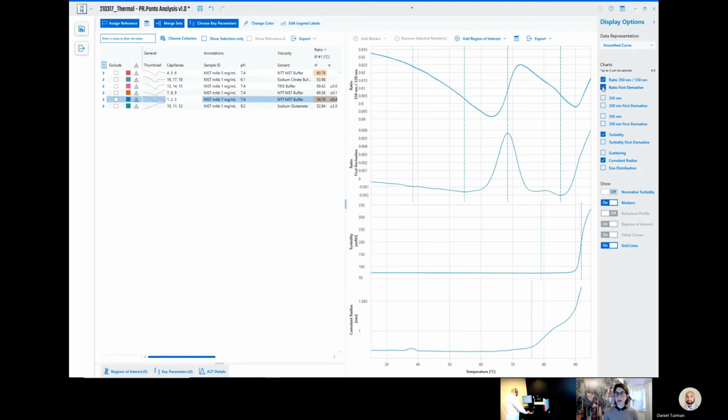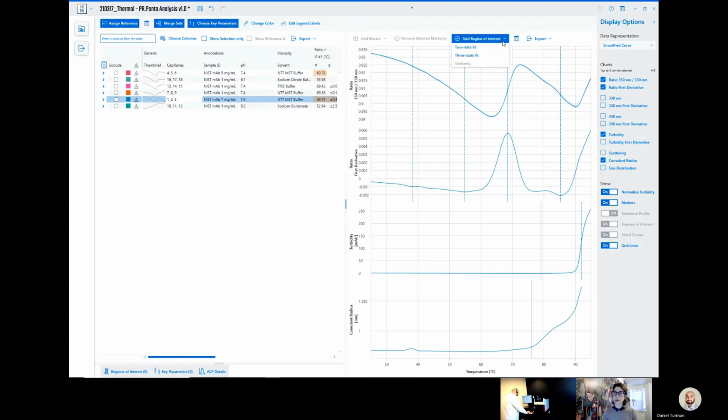Let's look at the first derivative of the ratio. I like to normalize the turbidity. It's important if you're comparing between multiple measurements. And then the cumulant radius here is going to give us some great data. So you see these hash marks. Those are measured inflection points and onset parameters. So here we're measuring 2. But let's say we really think there's something here.